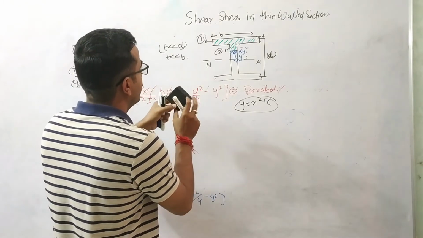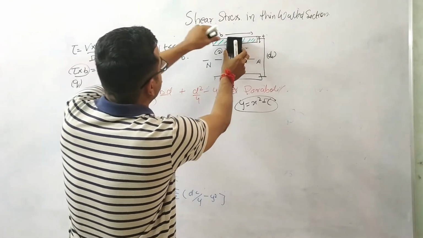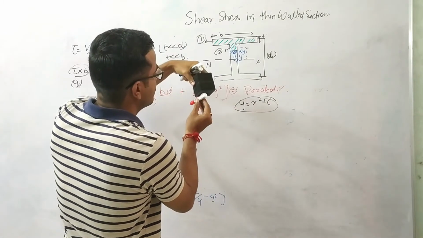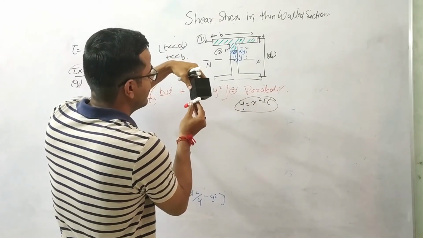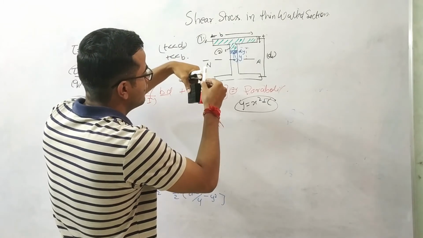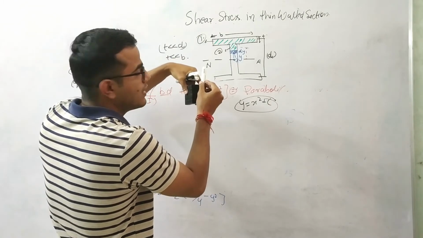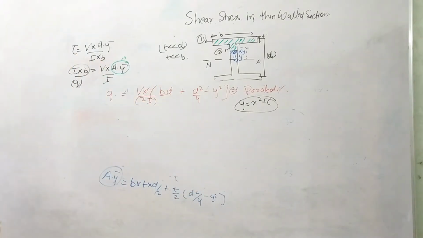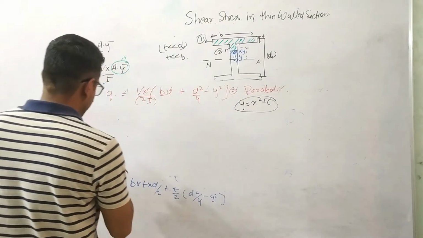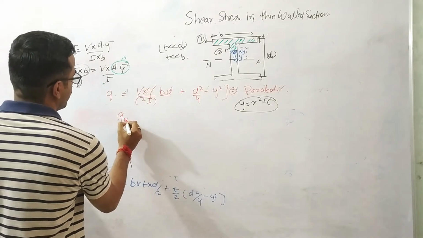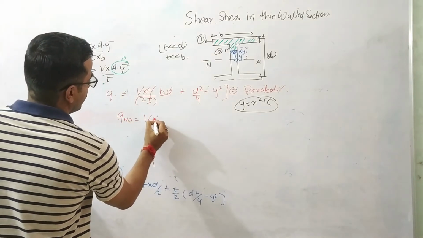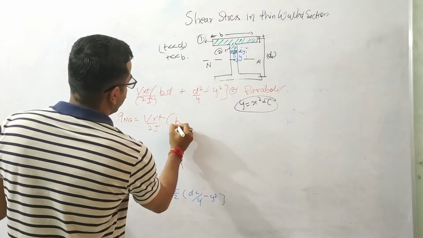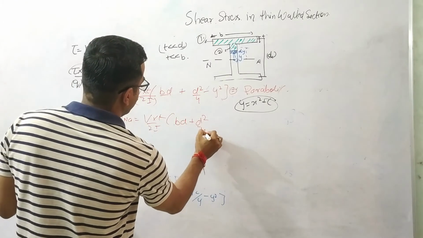I'm making the cut section over here. So the shear stress will be acting like this, and the complementary of which will be acting like this. So I'm calculating this portion. We have calculated that at the neutral axis our Q will be V into t over 2I, at the neutral axis y will be 0, so b into d plus d square over 4.